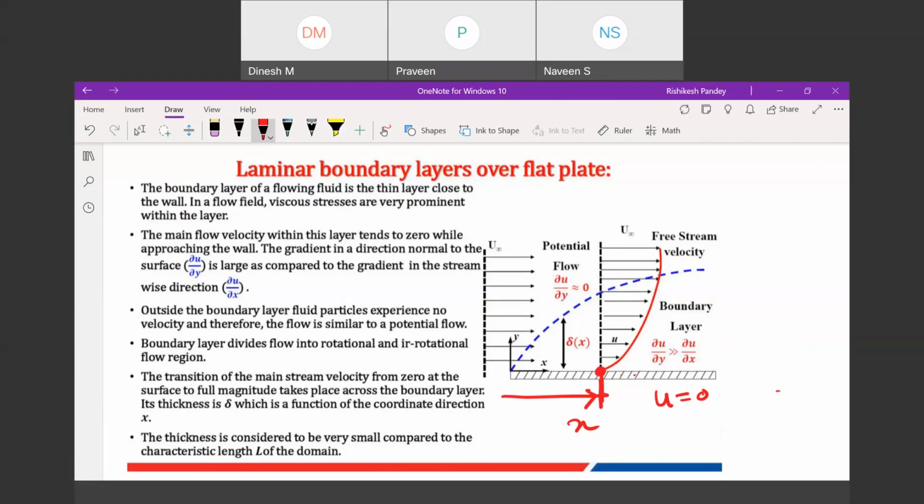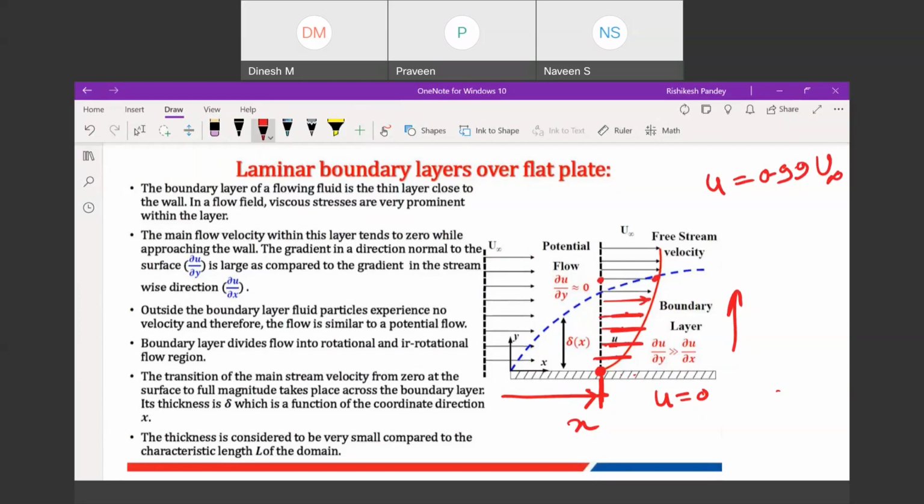Now as this velocity is 0, it will try to stop the immediate layer above this one. This will try to stop this one, and then further. But the effect in this direction will be lesser. It will reduce. And a moment will come when the effect of stopping of these layers will be very less, and a point will come where this effect will be negligible, like the velocity at this point will be 0.99 times the free stream velocity, the velocity with which it has entered.